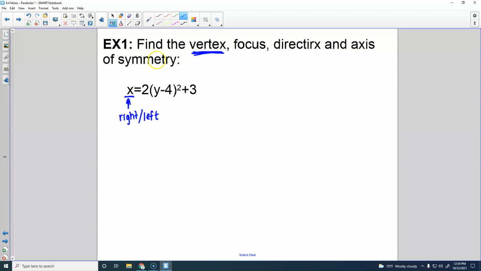And once we get it in vertex form, which this one is already in, we're going to look at this number right here. If it is positive, that tells us we open to the right. If it is negative, that tells us left. In this case, which one is it? It is positive, so it is to the right. So we have a parabola that looks like this.